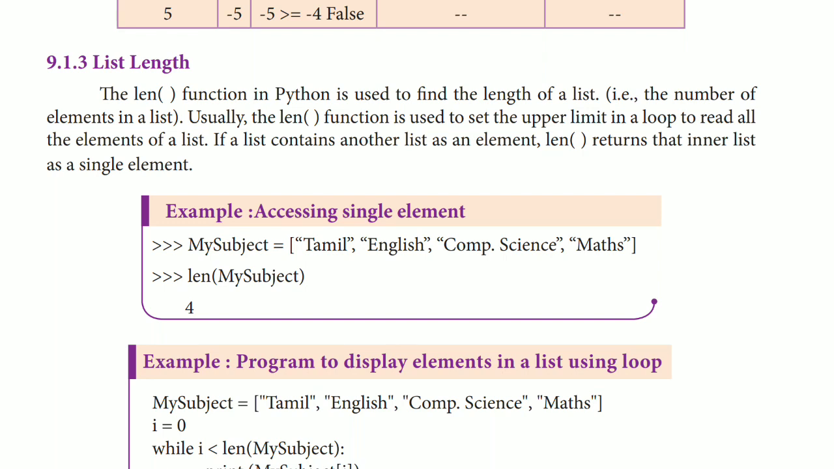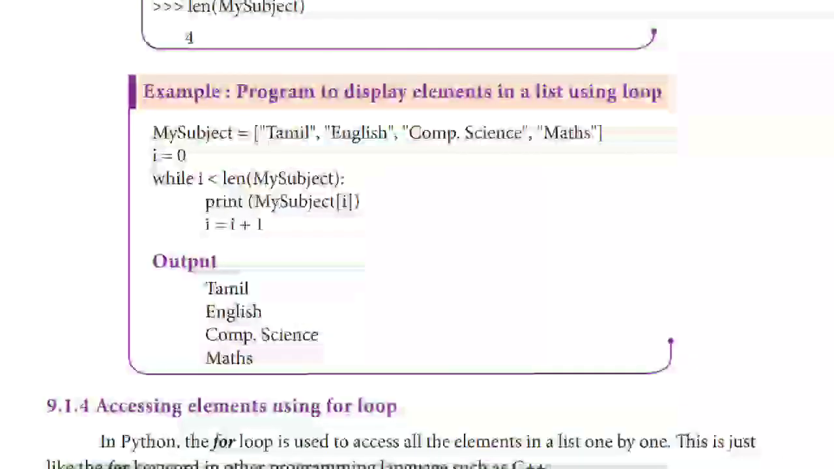So this is an example of accessing single elements in the list. Here you can see len of my subjects, where my subjects is the name of the list, and it provides the output as 4. Next, a program to display elements of the list using a loop. All 4 elements will be printed in the same order.